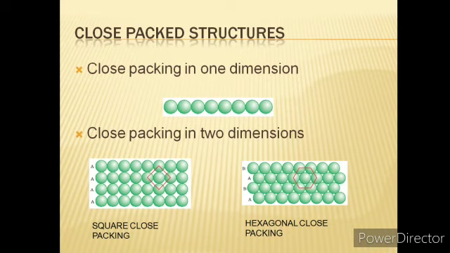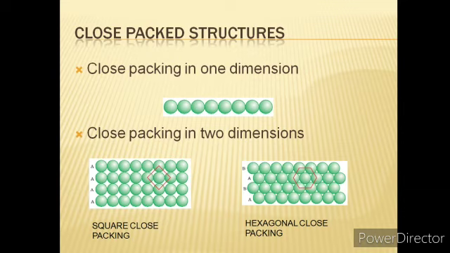In one dimension, there is only one way to pack, that is to arrange the particles in a row where all particles touch one another. In two-dimensional arrangement, it can be done by placing the rows of close packed spheres. This can be done in two ways.